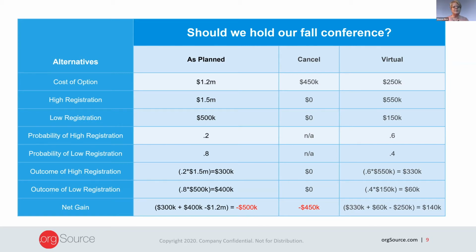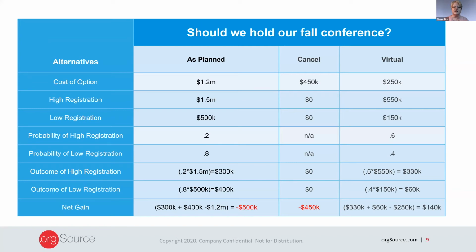Then we move into our probability, the probability that we'll have high registration and the probability that we'll have low registration. I'm looking at the outcome. So if I've estimated my high registration, I've assigned a probability factor to it. Now I'm going to say, what's the outcome of that? And we'll talk about this formula in a minute. And I'm going to do the same thing on low registration. And then finally, we'll calculate net gain, and net gain is always income over expense.